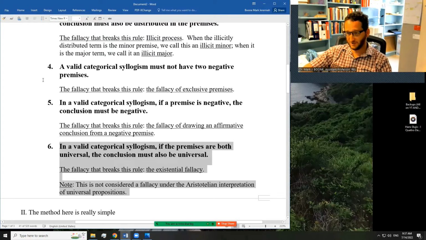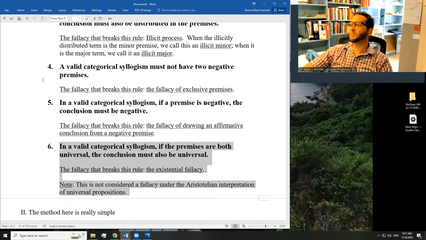Again, I'm not going to do much to explain this. You can go back to the videos on Existential Import. In a valid categorical syllogism, if the premises are both universal, the conclusion must be universal. That means if your conclusion is I or O, you better have an I or O premise. That's what this means. Sorry.